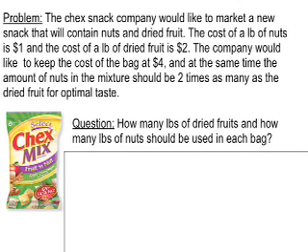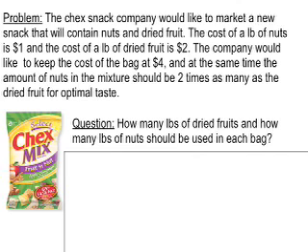For example, the cost of a pound of nuts is $1 and the cost of a pound of dried fruit is $2, and the company would like to keep the cost of the bag at $4. Now at the same time they want this thing to taste a certain way, so to control the taste what they want to do is have twice as many nuts in the mixture as there are dried fruit.